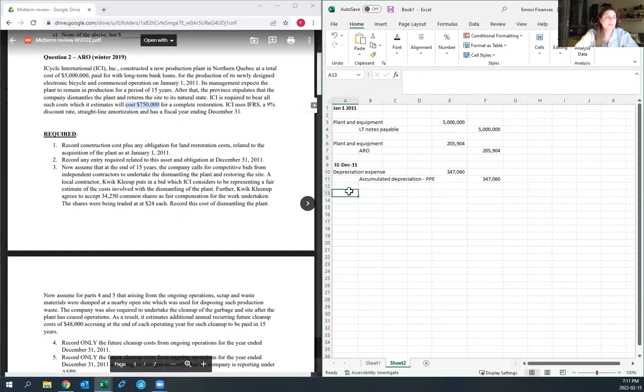Your second transaction on December 31st is going to be the recognition of your interest expense for your ARO. So we're going to recognize an interest expense and also increase our ARO account. We're using interest expense because it's IFRS. If we were using ASPE, it would be accretion expense. But the amounts would be the same. The amount that we're going to do is 9% of what we recognized at the beginning of the year, so times 205,000.